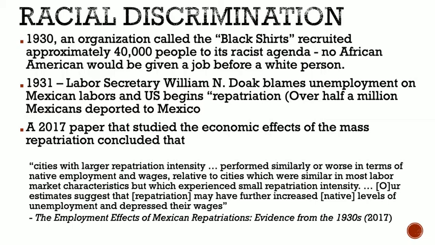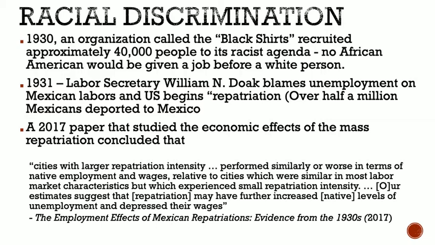There's an organization called the Black Shirts that recruits about 40,000 people to its racist agenda that says no African American would be given a job before a white person, right? So that white people are going to get to work first. And they were promoting kicking black people from their jobs to give the jobs to white people.